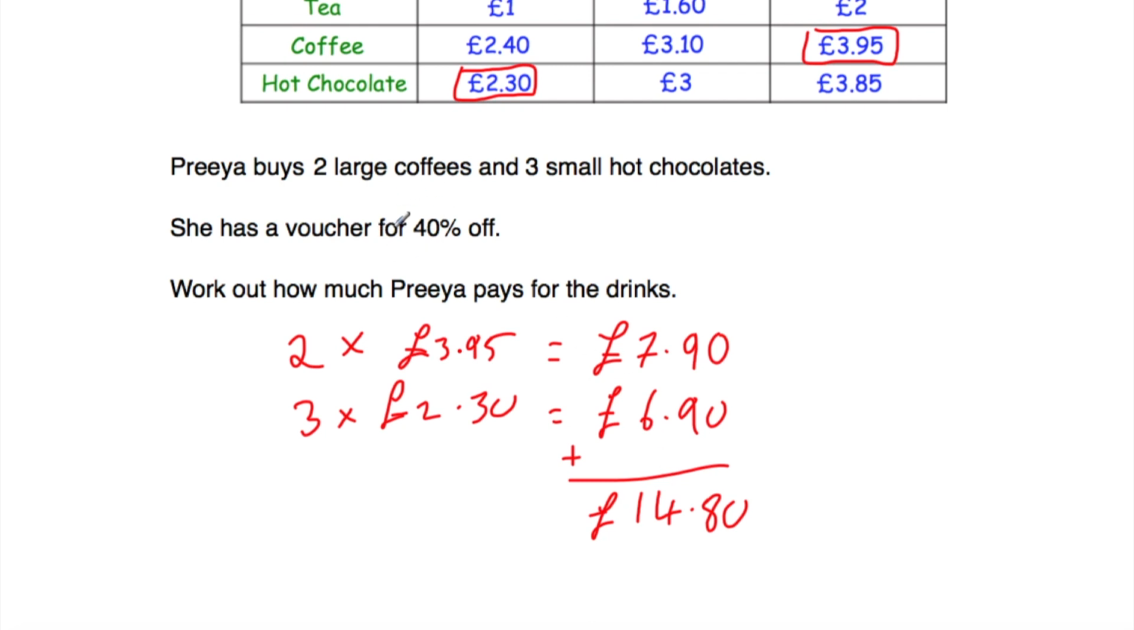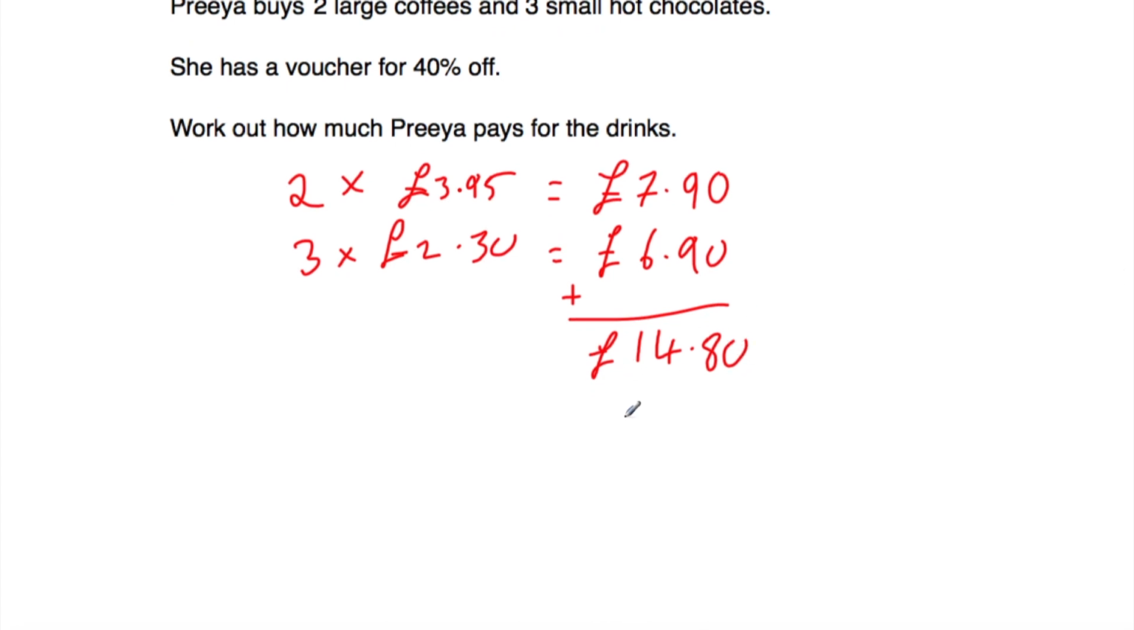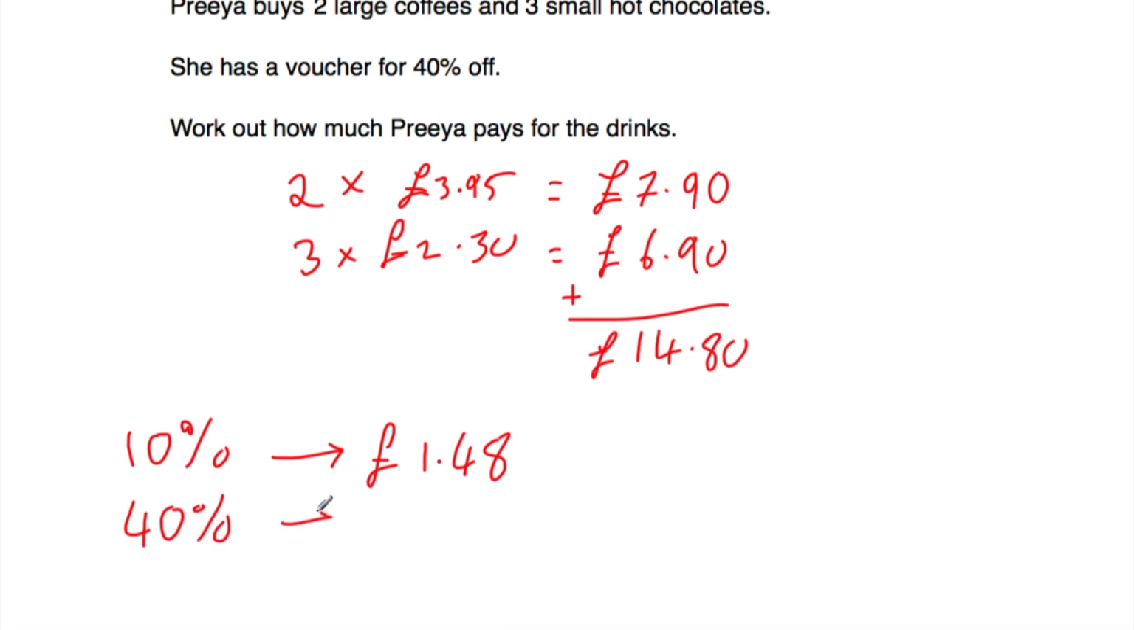But Priya has a voucher that gives her 40% off. So let's work out 40% off £14.80 and then take it away to see how much Priya then has to pay for her drinks. So let's find 10%. So if we want to find 10%, we can just divide this by 10. And it's a calculator question, so if we divide this by 10, we get £1.48. And actually you can do that without a calculator quite nicely. So 10% is £1.48. So if we want 40%, we could just multiply this by 4 because it's 4 lots of 10%. So £1.48 multiplied by 4 is equal to £5.92. So that means that the voucher will give Priya £5.92 off the total price.